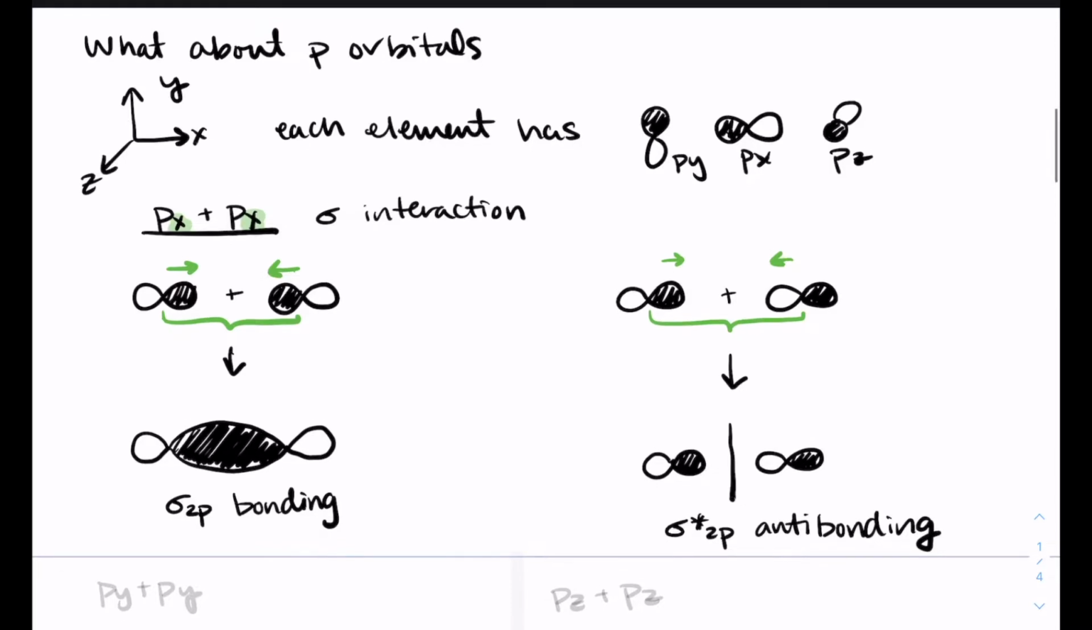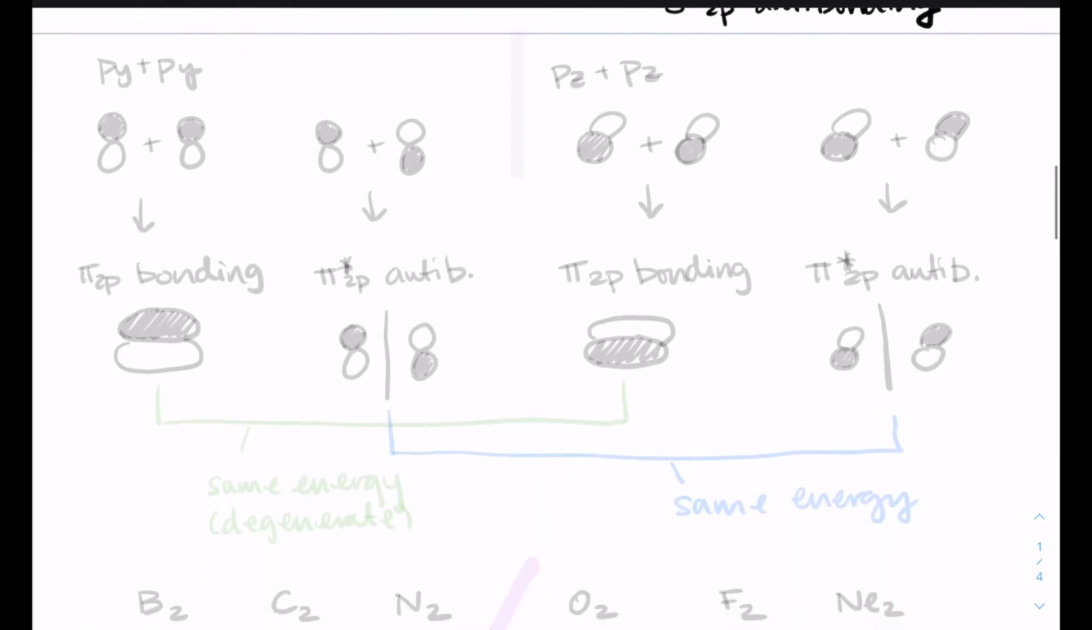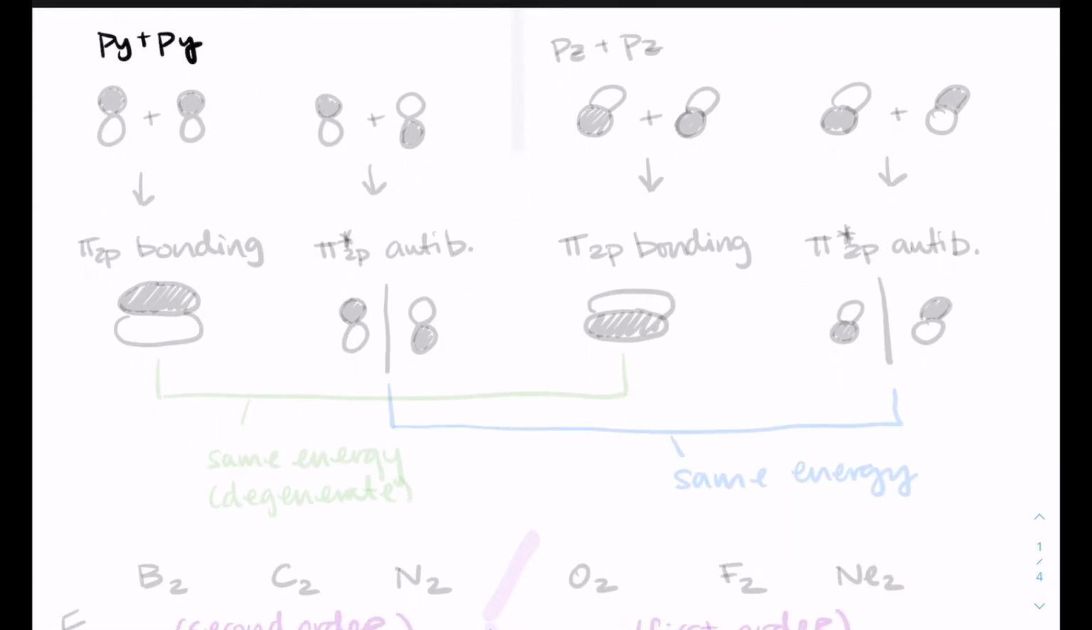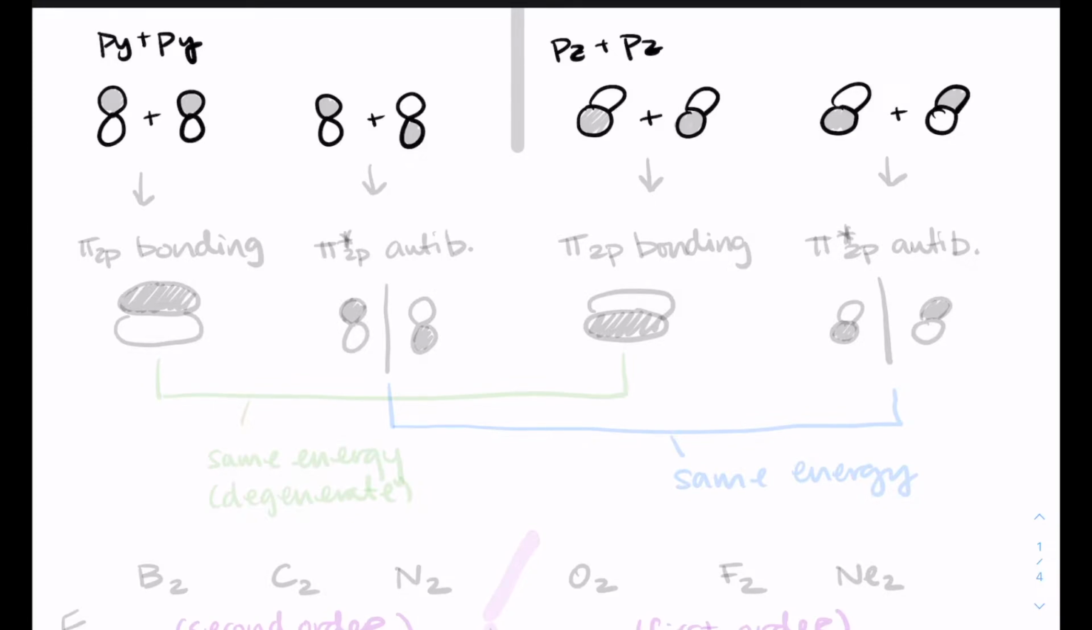For py and px, the results are the same because they are orbitals at the same energy doing the same type of overlap, but I am going to draw all the pictures separately. So for py, I could bring them together with constructive interference or destructive interference. And for the constructive, these are side by side, so it is a pi interaction, a pi 2p bonding. And so my picture looks like my top two lobes smashed together and my bottom two lobes smashed together.